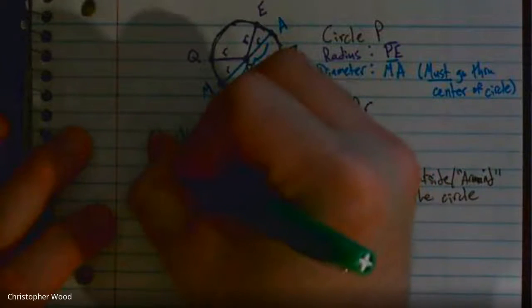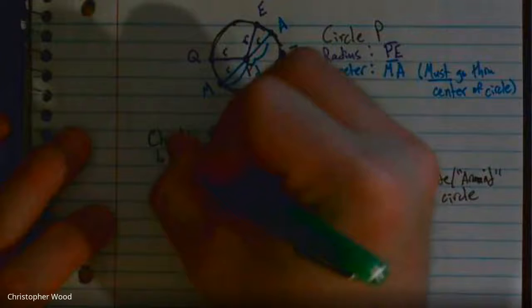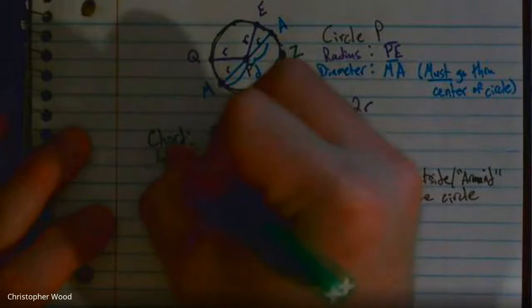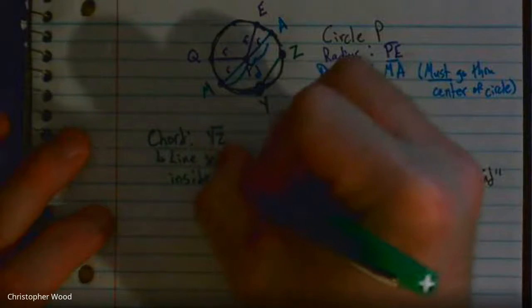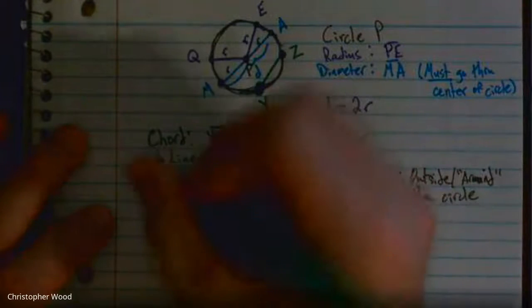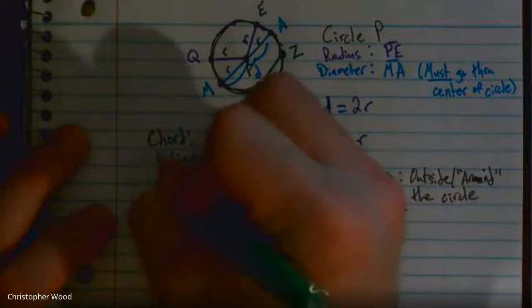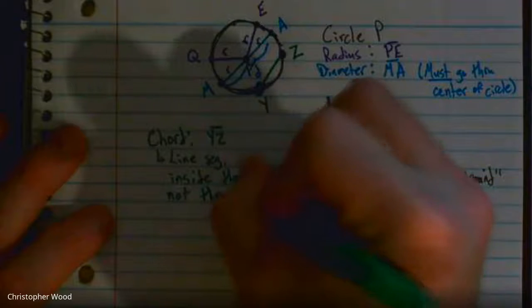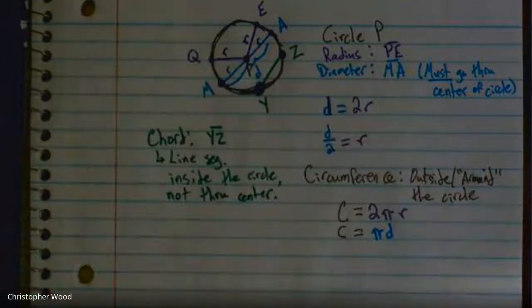And a chord is a line segment inside the circle, but does not pass through the center. This is a line segment that is inside the circle that does not pass through the center of the circle. And this is what we would call a chord.